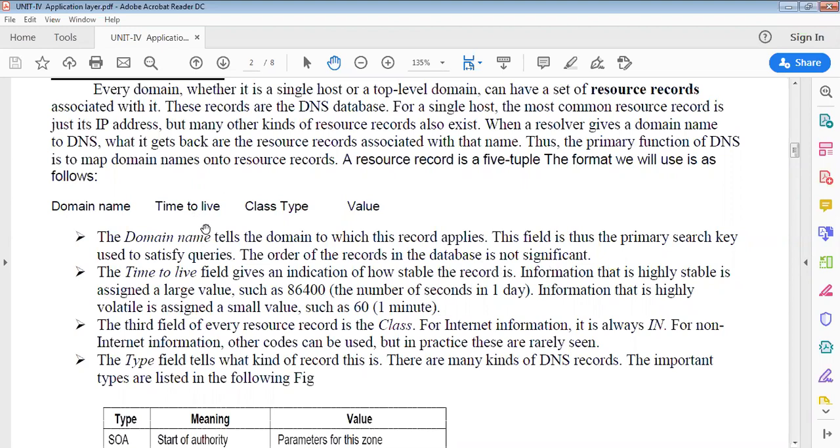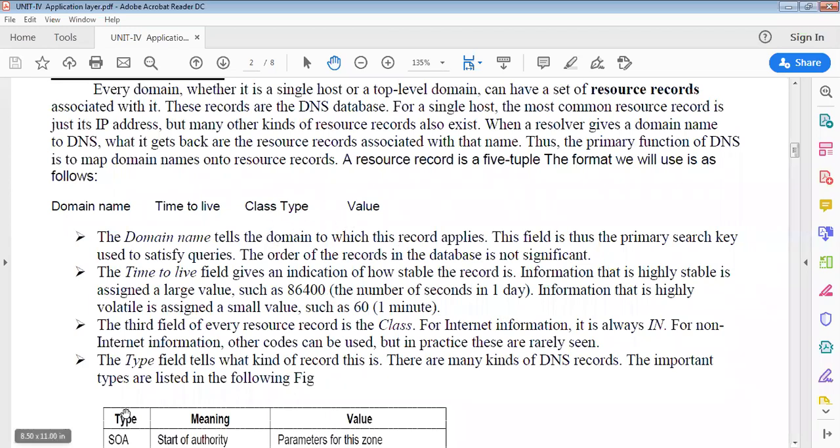The next concept is the time to live. This time to live gives for how long the record will exist. They have given the example of the number of seconds in one day. It tells how stable the record is. Information that is highly stable is assigned a large value. If the information is very stable, meaning there is no internet problem or traffic, we can keep it as highly stable. Or if it is volatile or temporary, we can restrict it to only 1 minute. Next we have the class, type, and value.